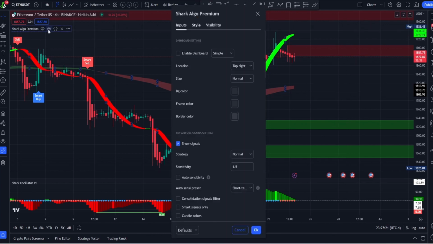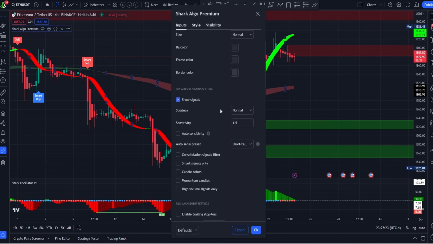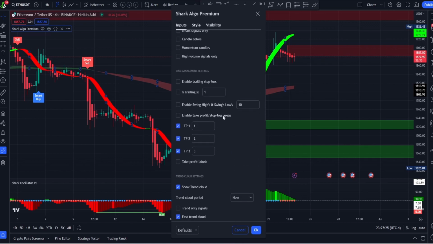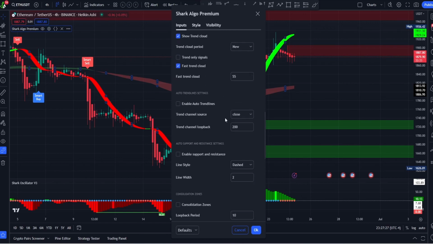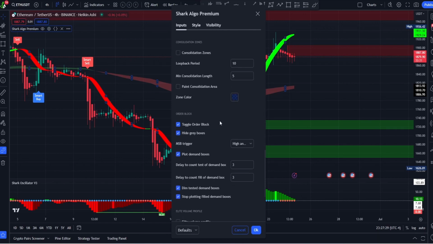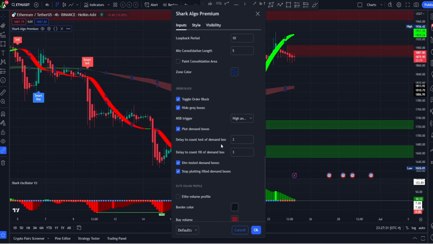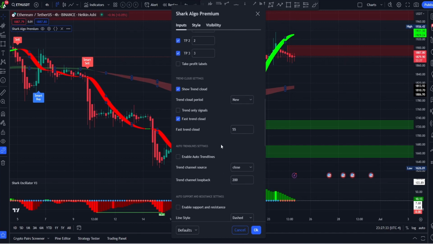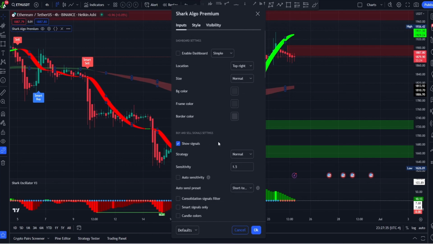So for example, if I go to my settings, I can adjust these specific settings based on my trading preferences. Now, if you want to learn more about this, you can go check out our video that goes in depth with every single feature. So go check that out. And if you have questions, you can always send us a message and we'll be happy to help you out with that.